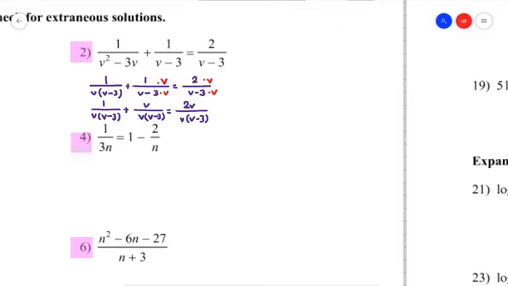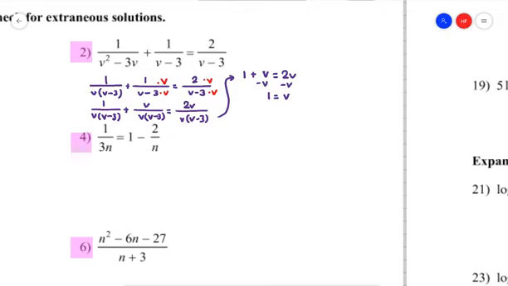Now that they all have a common denominator, we can just work with the numerators and then solve that equation. So we've got 1 plus v equals 2v. You can see where that came from. And then we're going to solve that for v, and we get 1 equals v.